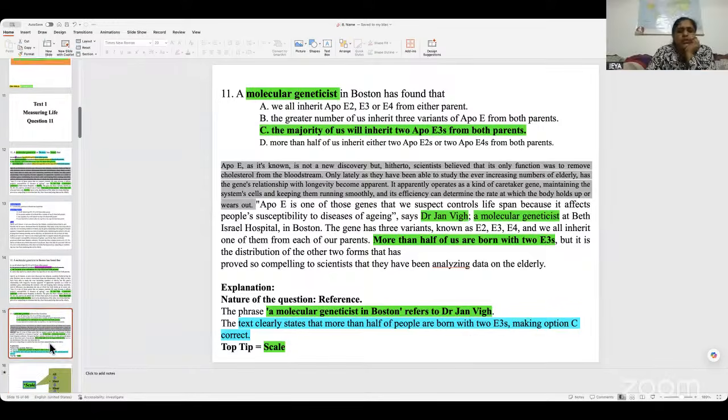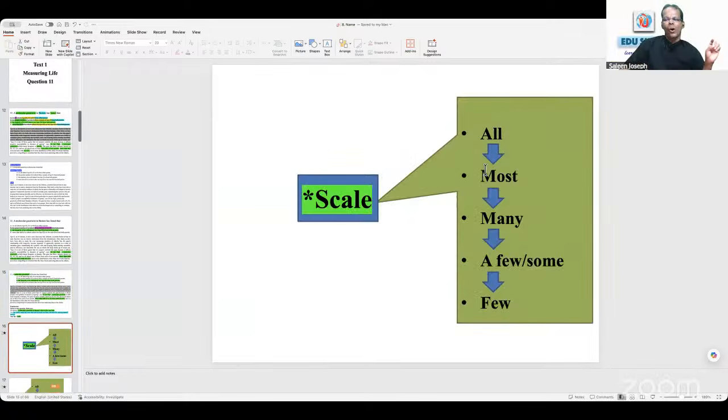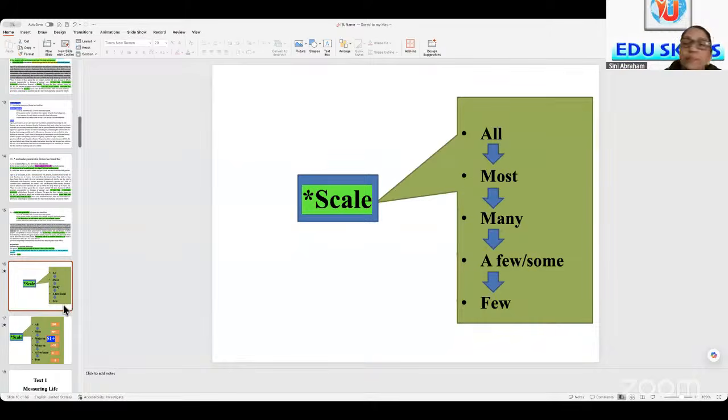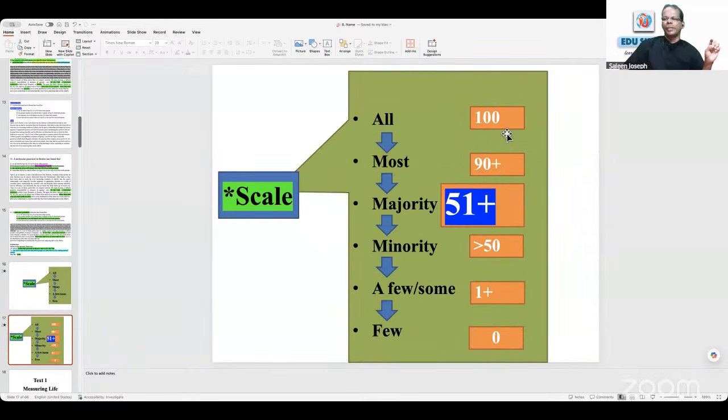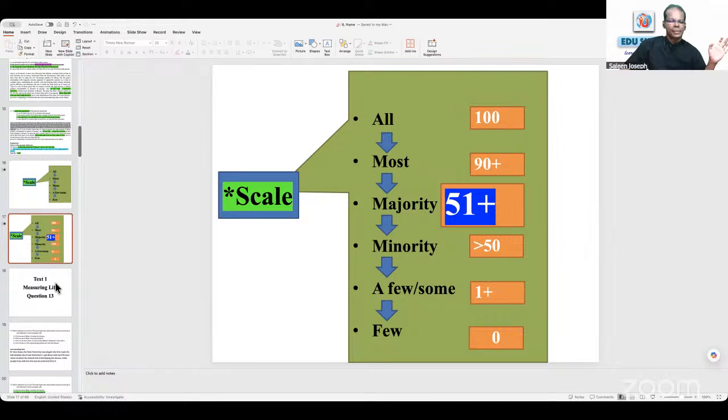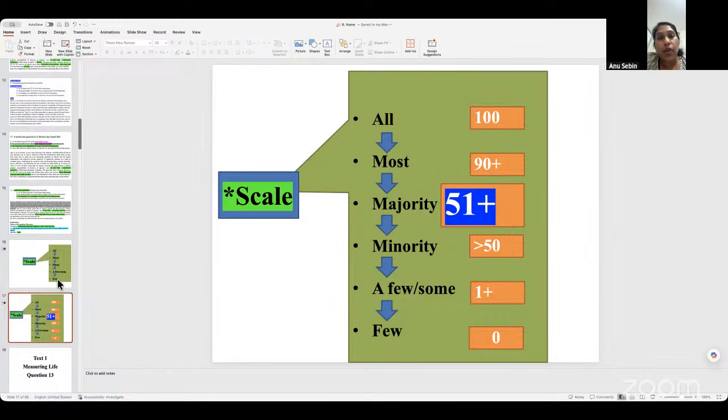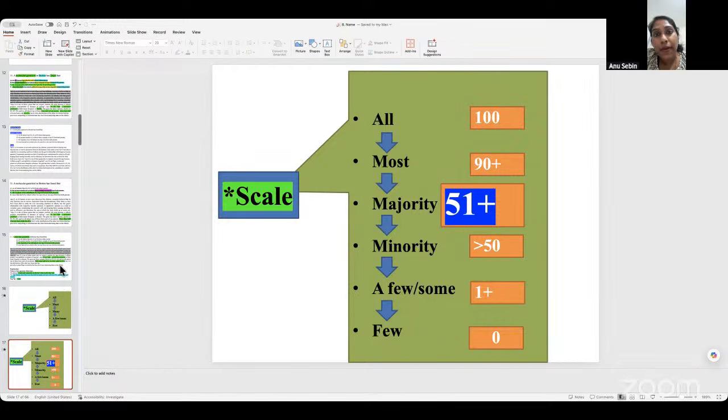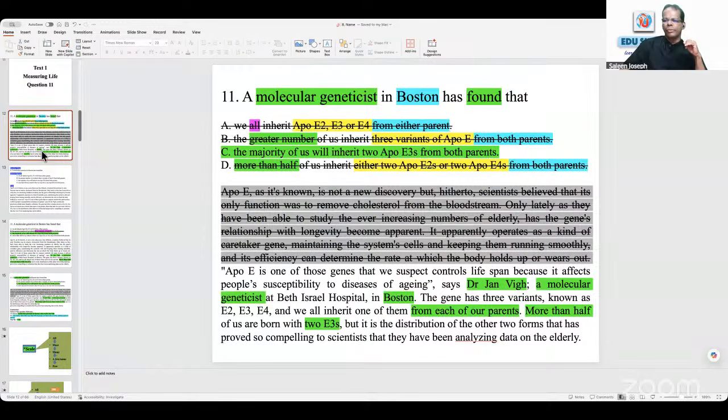Topic: scale. The scale is the basic: all, most, many, a few, some. If you look at this, you will understand better. All is 100, most is 90 plus or 80 plus. Majority means more than half, more than 50, or 51 plus. Minority is less than 50. A few or some is 1 plus, anything. So this is what they are assessing. Independent and dependent clauses won't be applicable in this question.